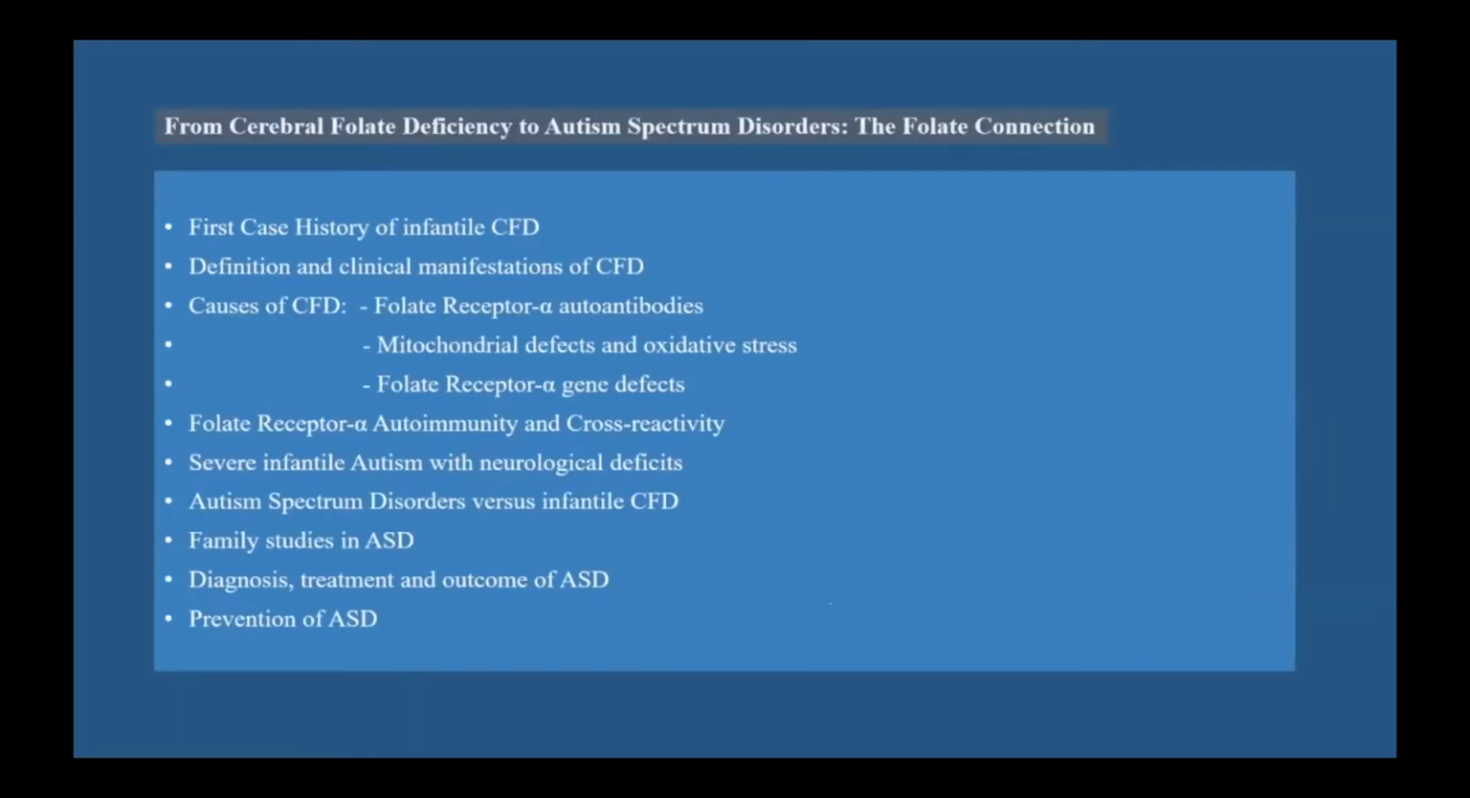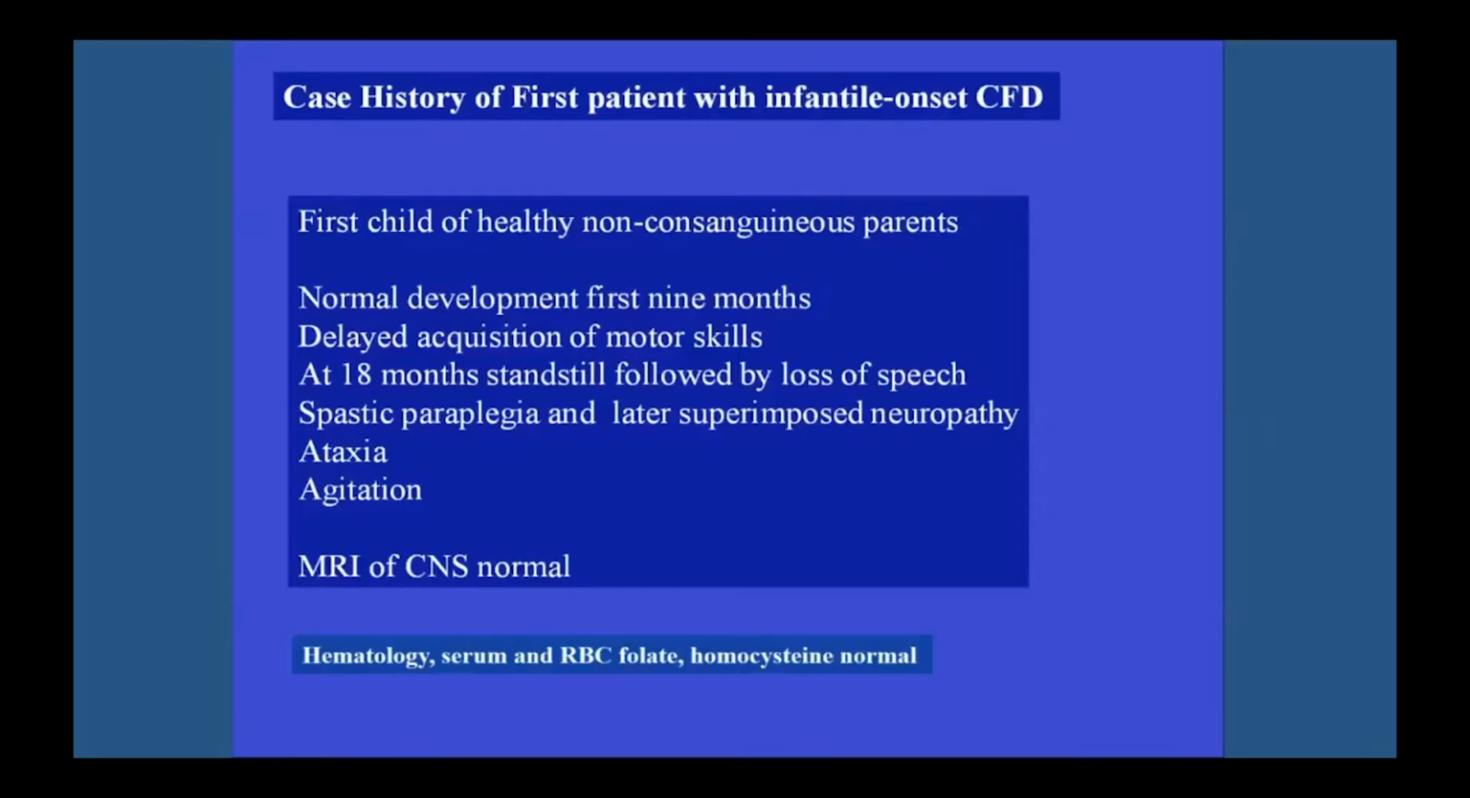I'll talk about the first case history of infantile cerebral folate deficiency syndrome, the definition, clinical manifestations of CFD, the causes, the discovery of folate receptor autoimmunity, and then the discovery of association with autism spectrum disorders, diagnosis, treatment, and prevention. So let's turn to our first case, who was a boy of healthy unrelated parents.